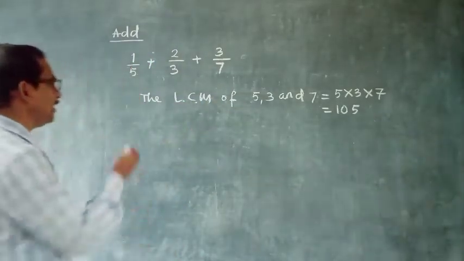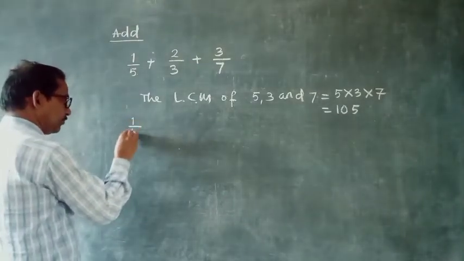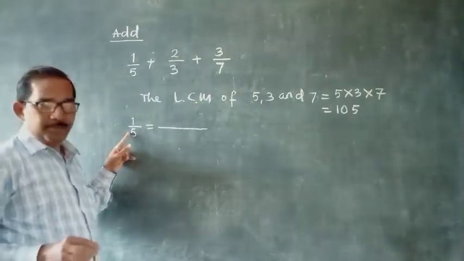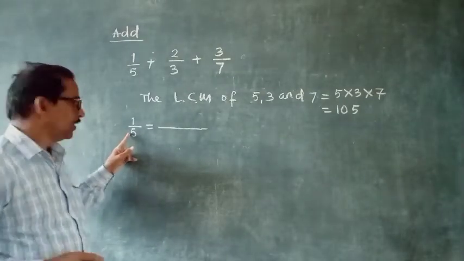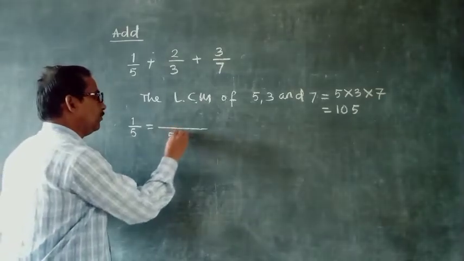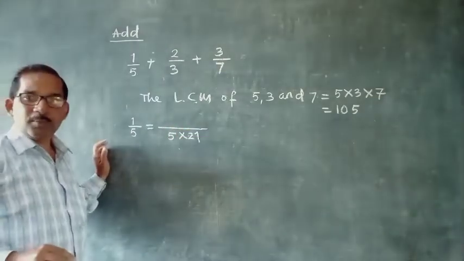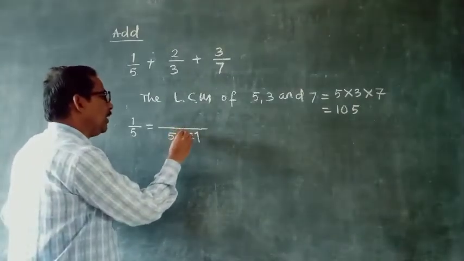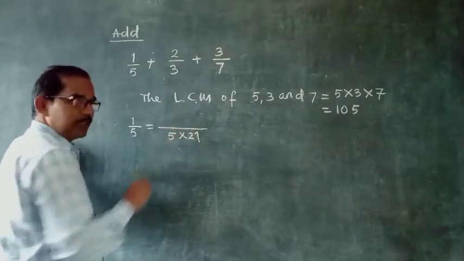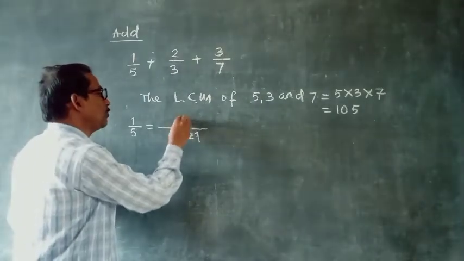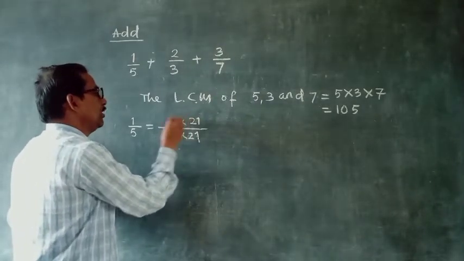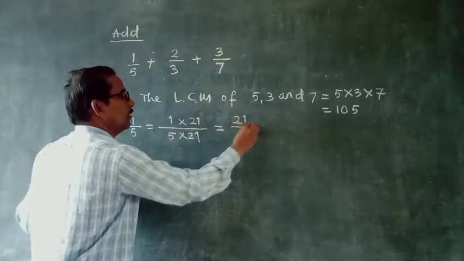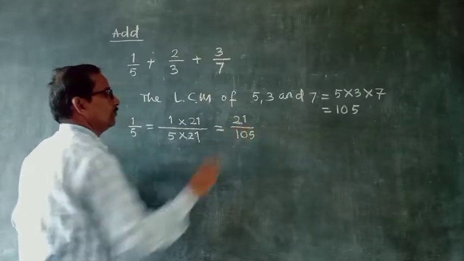For example, you see 1/5. We have to make it 105. How can we make it? If we multiply 5 with 21, it is 105. So, if we multiply 21 to the denominator, the same number should be multiplied to the numerator. Then it is 21 upon 105.